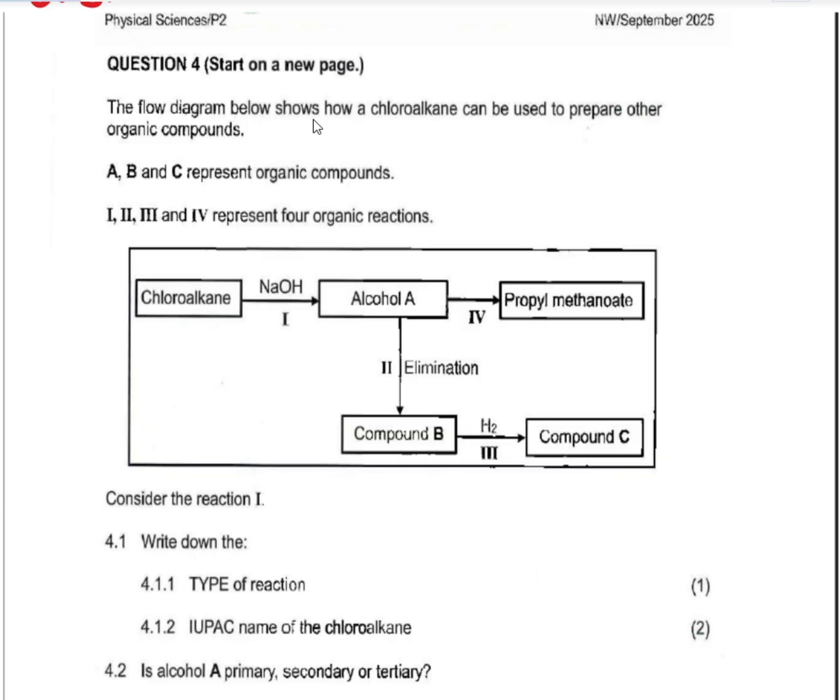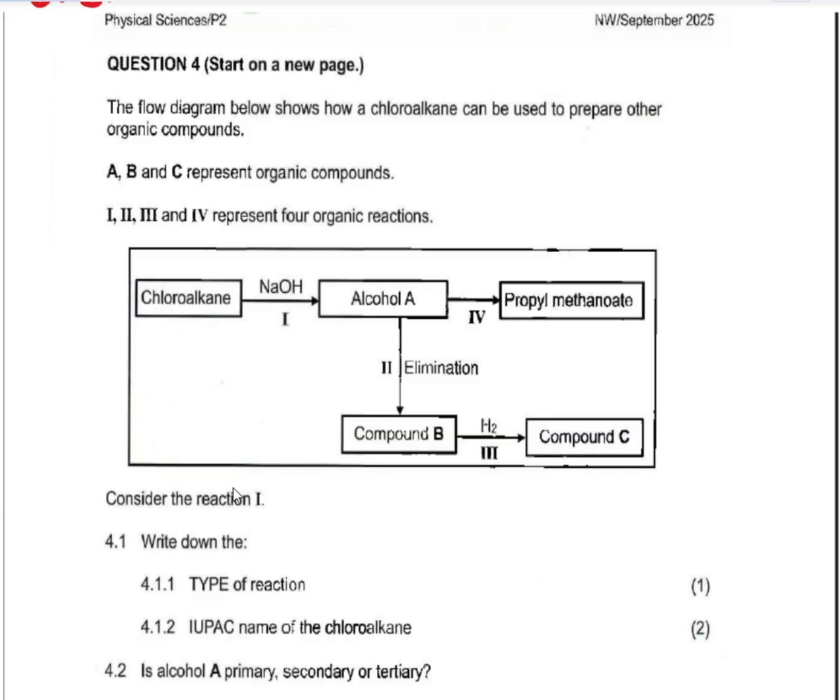The flow diagram below shows how a chloroalkane can be used to prepare other organic compounds. As you can see in the diagram below, the other organic compounds come from the chloroalkane through certain reactions. Alright, now let's get to it without the waste of time.